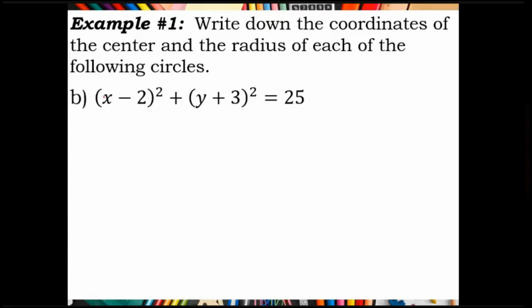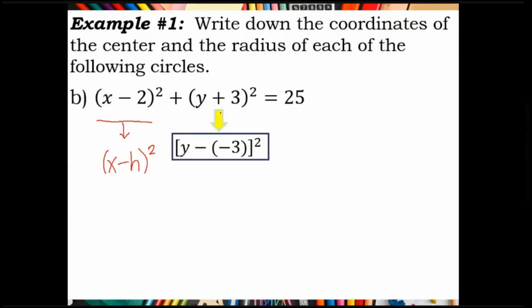of our given in letter B is already in the form the square of x minus h. While the second part of the left-hand side of our equation, or the second expression on the left-hand side of our equation, is not yet in the form the square of y minus k. So that means we must rewrite it as the square of y minus negative 3 so that it is already in the form the square of y minus k to easily identify the value of k.